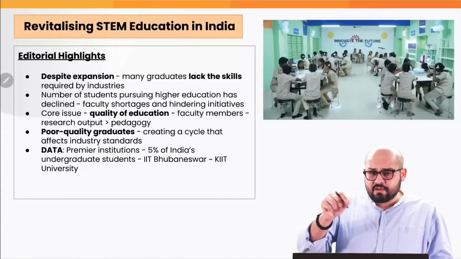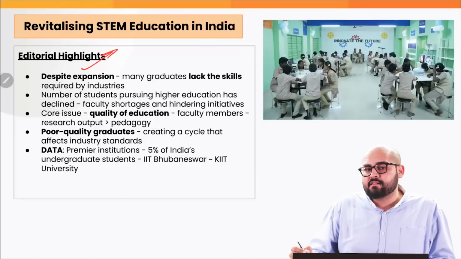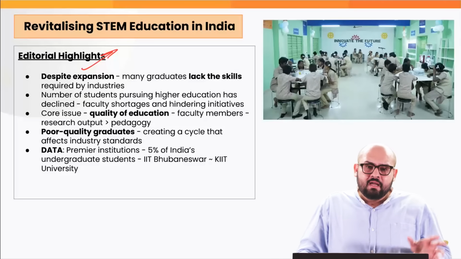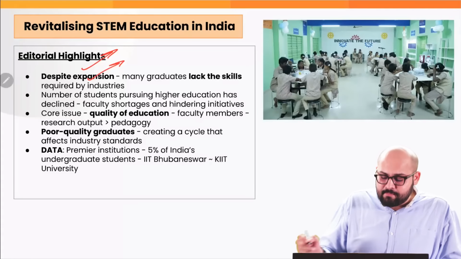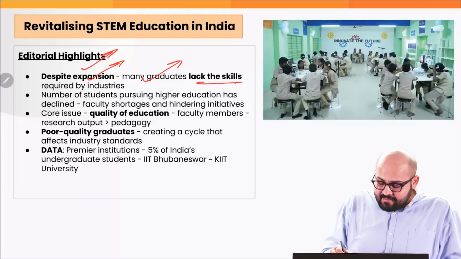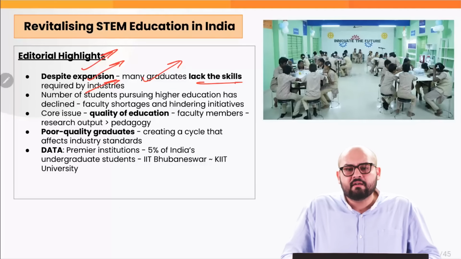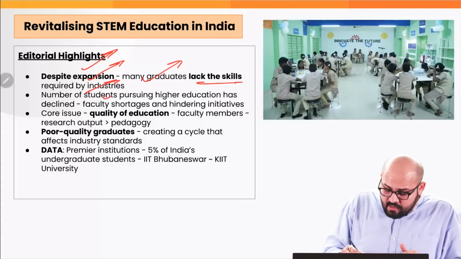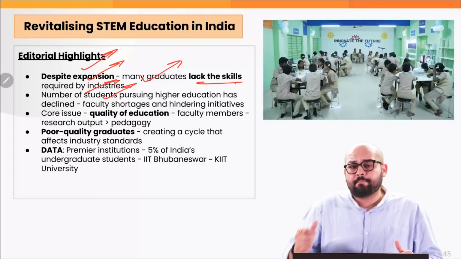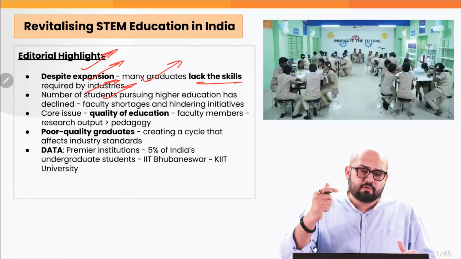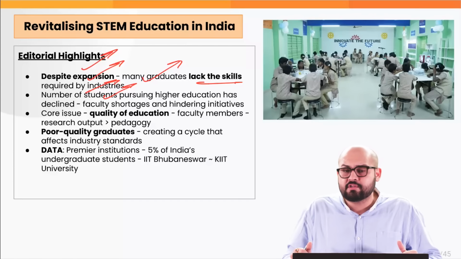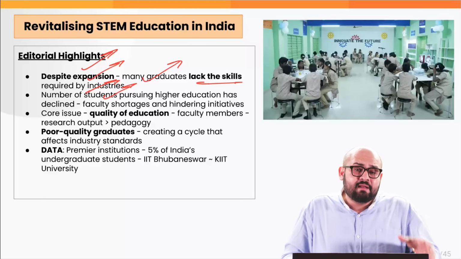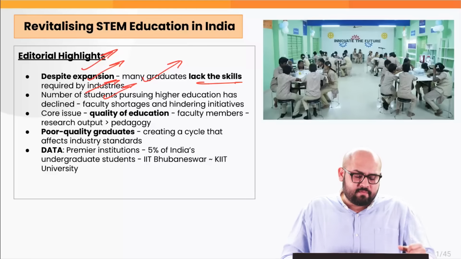Now, this particular editorial highlights the issues with respect to STEM research in the country. It says that despite the expansion, many graduates lack the skills required by industries. We have already discussed that there is a wide skill gap, right? This was also highlighted by the India Skills Report of 2021, which said that the majority of the youth in the country are unemployable because of the lack of skills.